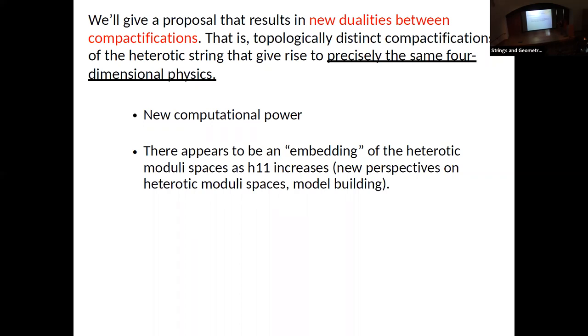And also, I'll provide evidence that there appears to be an embedding of the heterotic moduli spaces as h1 increases. So in the sense that if I can smoothly take a bundle from one side of a conifold to the other, this can take information about lower dimensional h1 moduli spaces and push it forward into larger h1 manifolds.